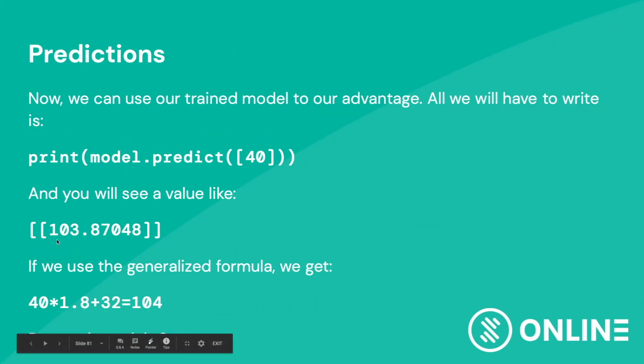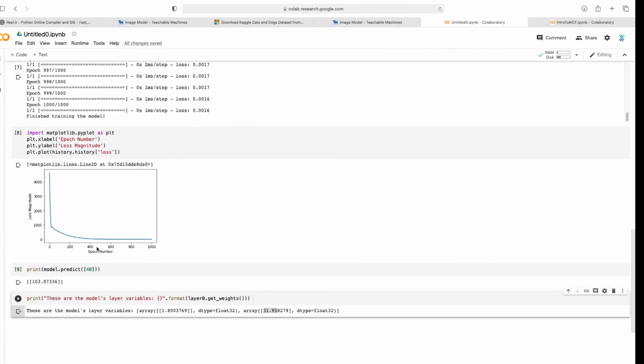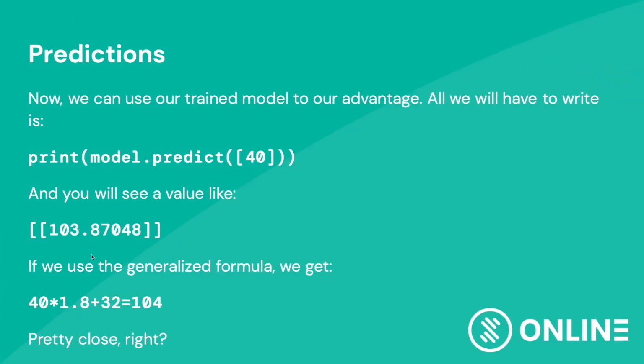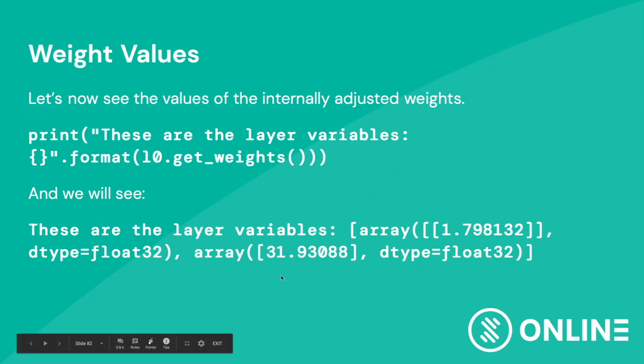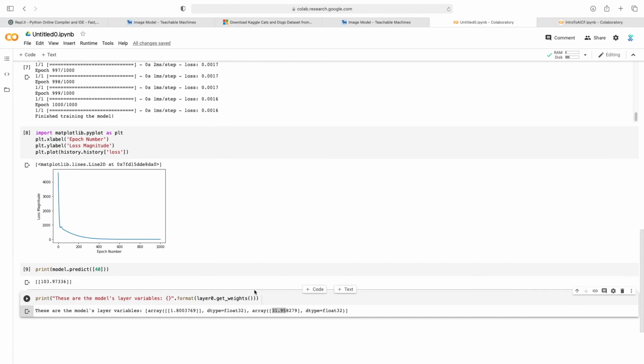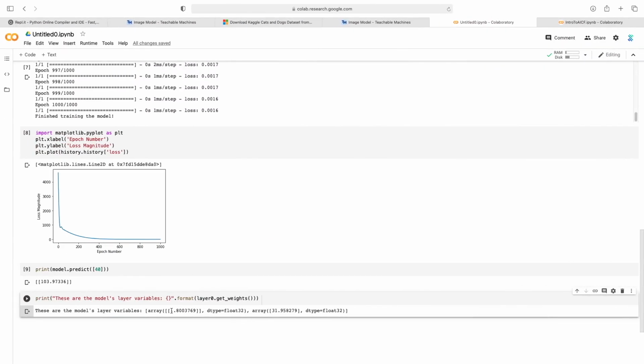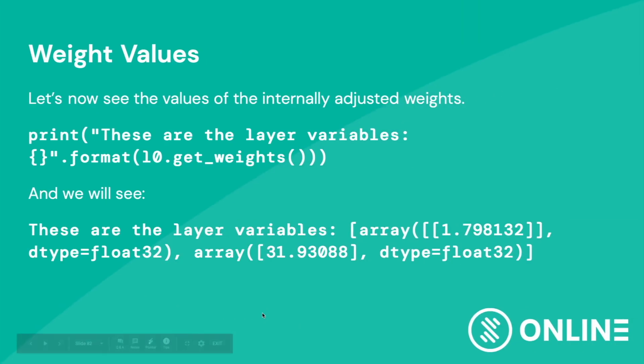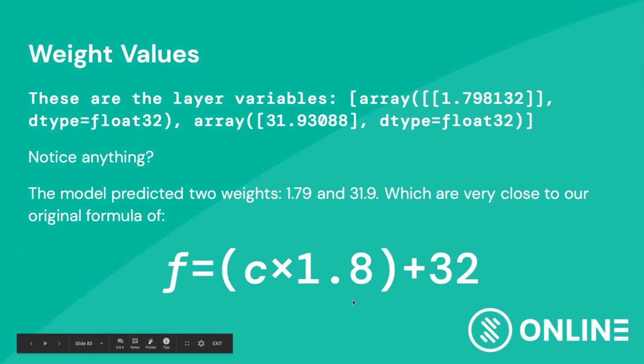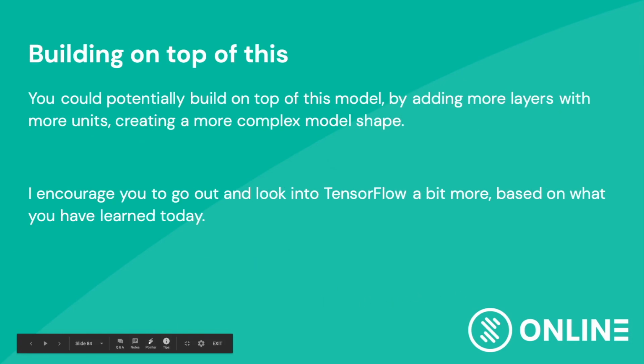Like I said, we got an even better value than when I was making this. We got 103.97, which is very close to 104. Just depends on how smart the computer is, I guess, sometimes. We can see our weights, and we got 1.8 and 32, which match our formula perfectly right here. And what you can do is potentially build on top of this model by adding more layers and more units, creating a more complex model shape.